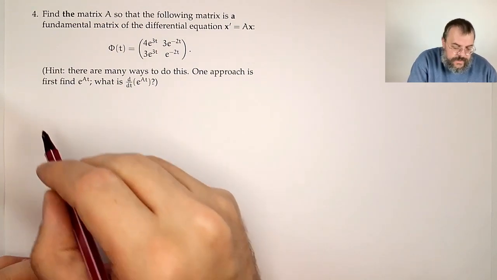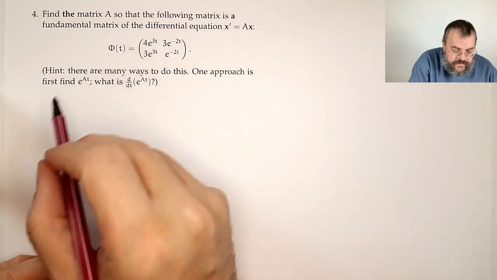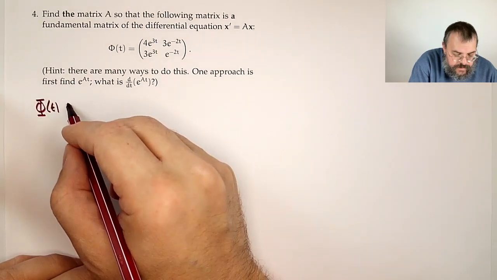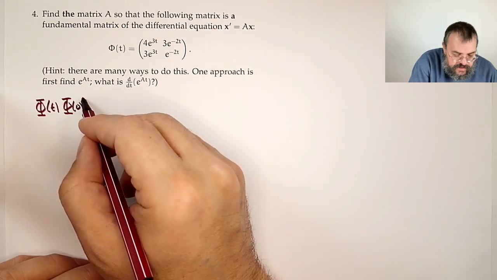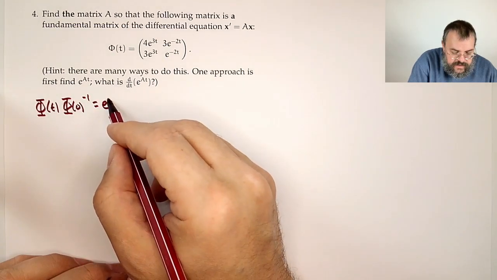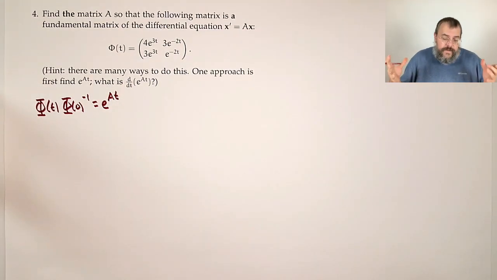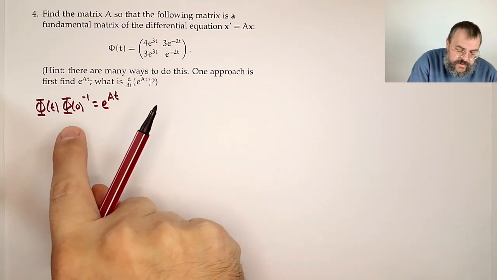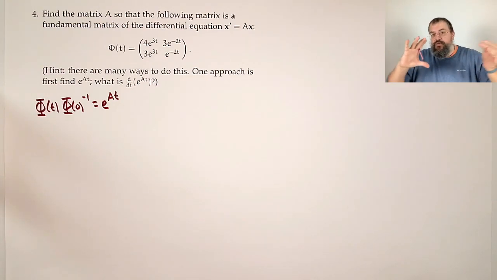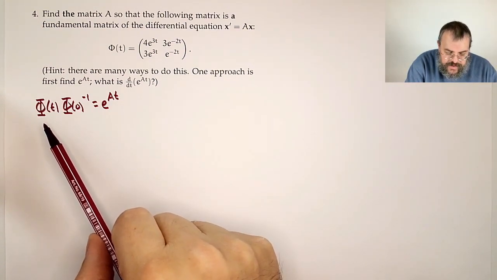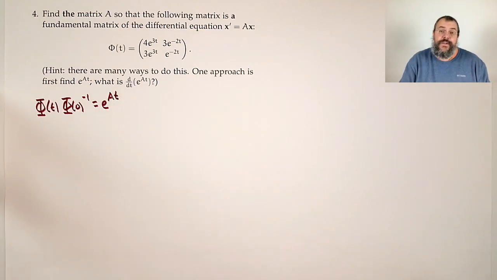Now, what's the relationship between e to the At and this Phi of t? Well, if you take Phi of t and multiply by Phi of 0 inverse, that's e to the At. So if you have a fundamental matrix and multiply it by Phi of 0 inverse, it'll always put it into just the right form. And regardless of what fundamental matrix you start with, when you run it through this process, you'll always get the same matrix out. All right, that's not so bad.